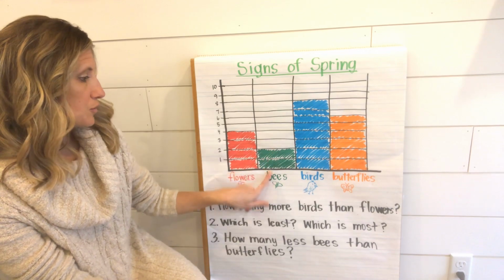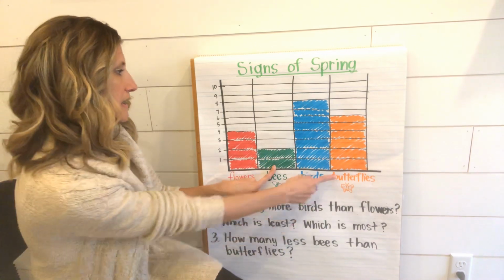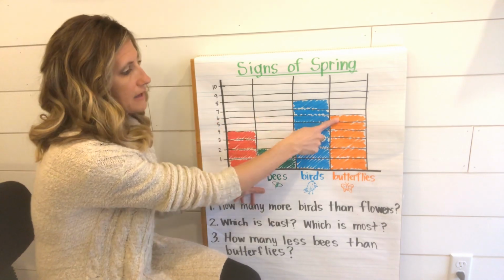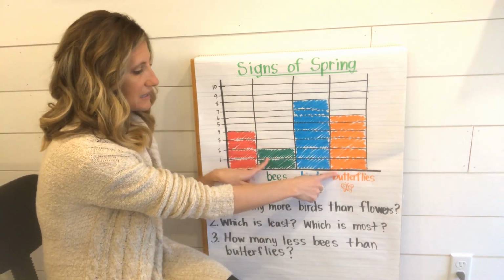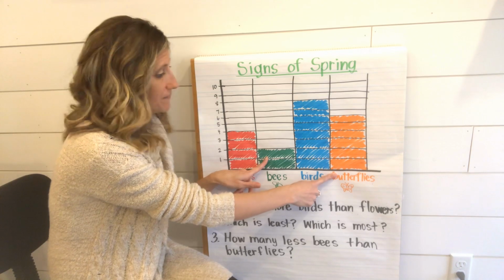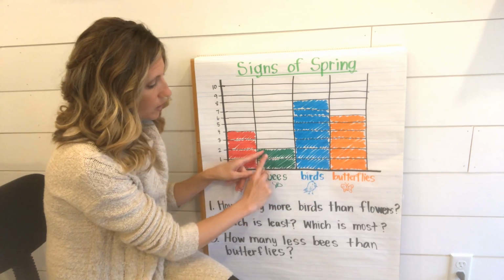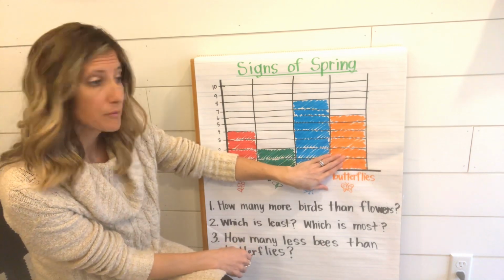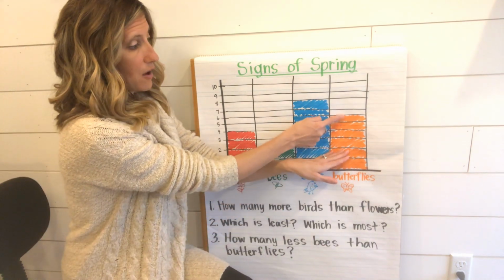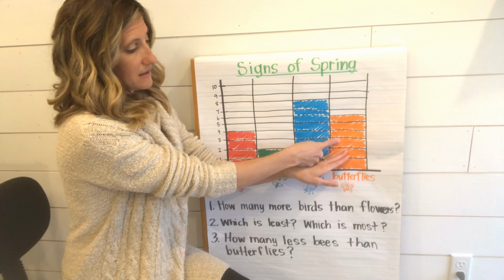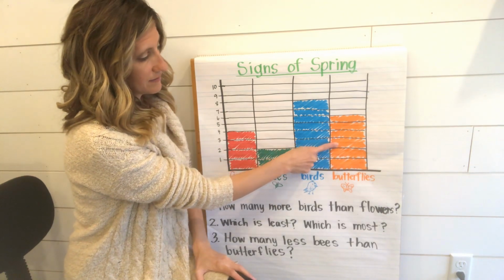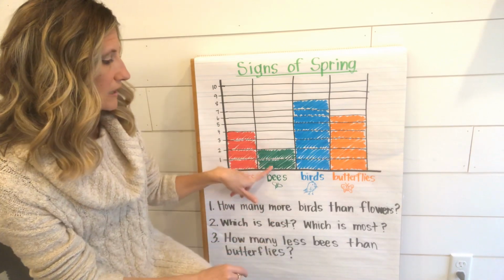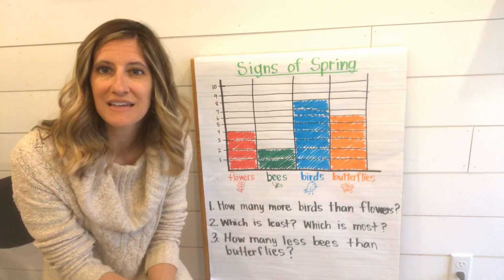Well, there are 2 bees and we have 6 butterflies. So how many less bees are there? Well, we know that there are 2 bees and there's also 2 butterflies. But how many less bees are there? 1, 2, 3, 4. There are 4 less bees than butterflies.